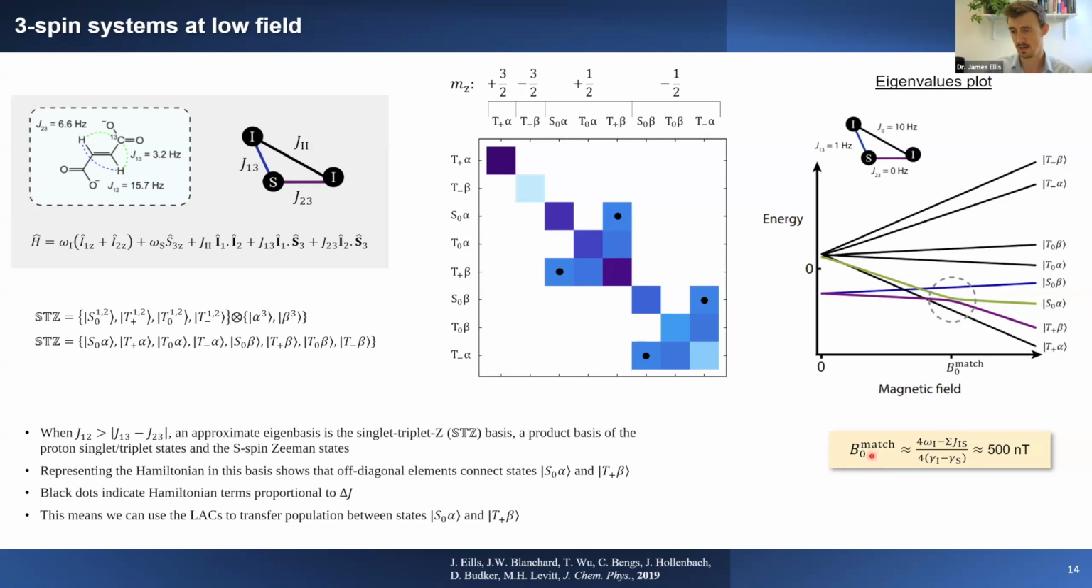I've written down here this matching field condition, this is approximate. And you see this occurs at a field value of a few hundred nanotesla. And this is essentially that field boundary condition that I mentioned back in the first slide, where I talked about this low field regime and ultra low field regime. Well, here we're down at these ultra low magnetic fields.